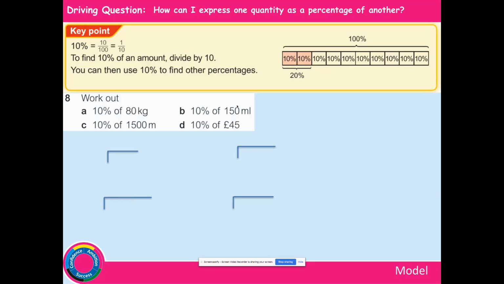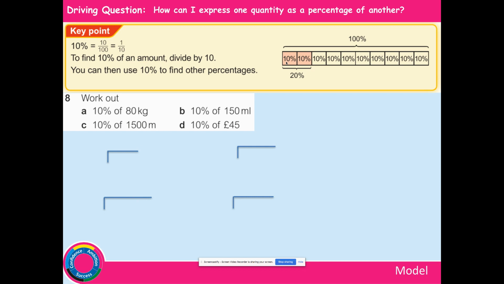Okay, key point. You might want to write this one down and copy that little bar there. 10% equals 10 over 100, which equals 1/10. To find 10% of an amount, we divide by 10. You can then use 10% to find other percentages. For example, if you needed to find 20%, divide by 10 to find 10%, but then times it by 2 to find 20%. If you had to find 30%, divide by 10 to find 10%, and then multiply your answer by 3, and you will have 30%. Okay?